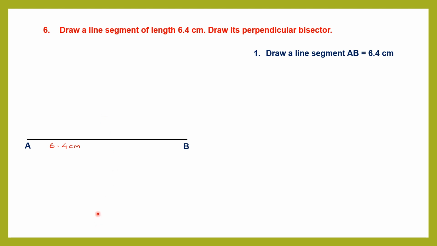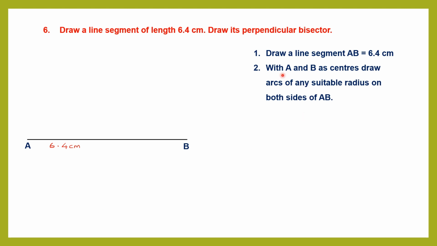So how do we do it? Let's follow the steps. With A and B as centers, that means you're going to keep your compass here first and then keep your compass here. Draw arcs of any suitable radius. Okay, so you can take any radius. And where do you draw them? On both sides of AB. That means I'm going to place the compass here, draw one arc on top and one arc down. Similarly, I'm going to keep it at B and draw an arc on top and down.